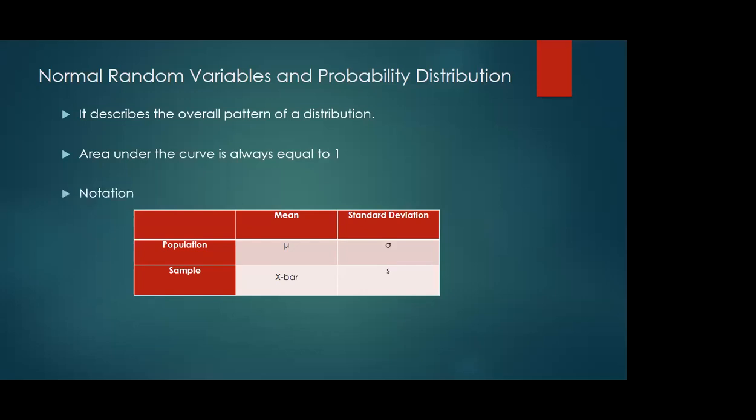So we have a couple of notations, where if we're dealing with a population, the mean is represented by mu.